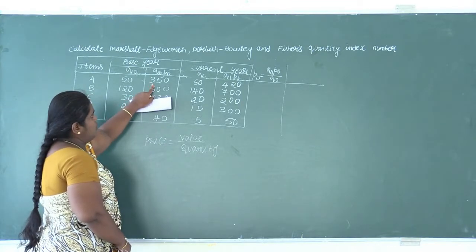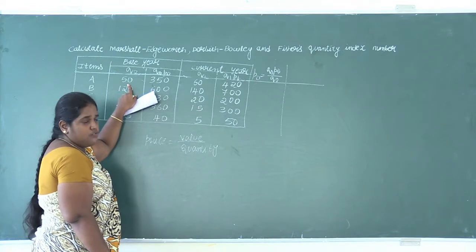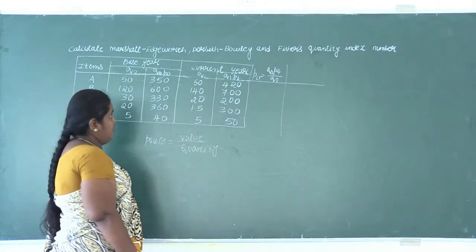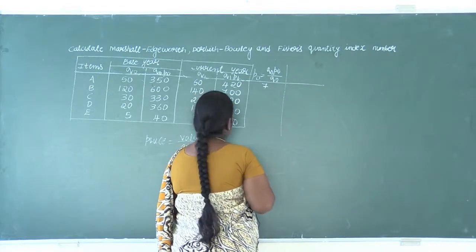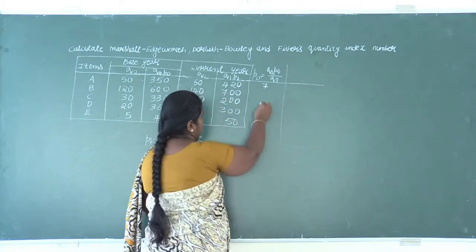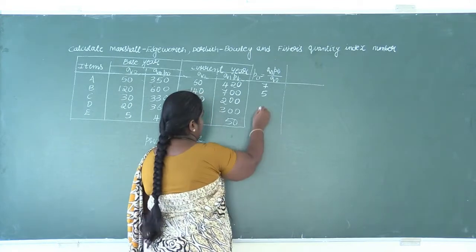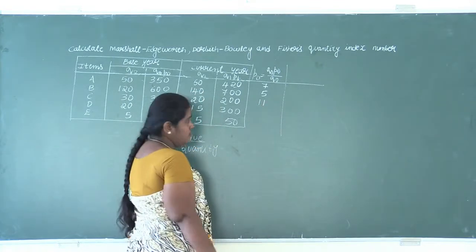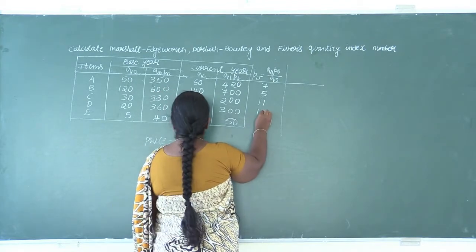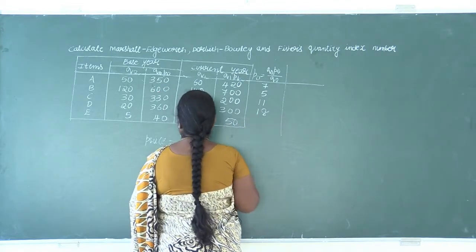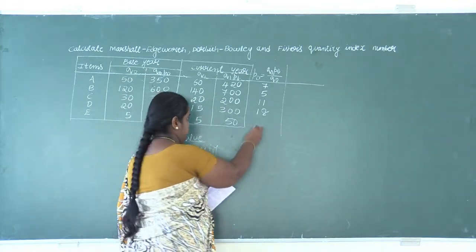So for the first one, Q0 P0 is 350 and Q0 is 50. So divide 350 by 50, which is 7. Then 600 divided by 120, 5. 330 divided by 30, 11. 360 divided by 20, 18. Then 40 divided by 5, 8.